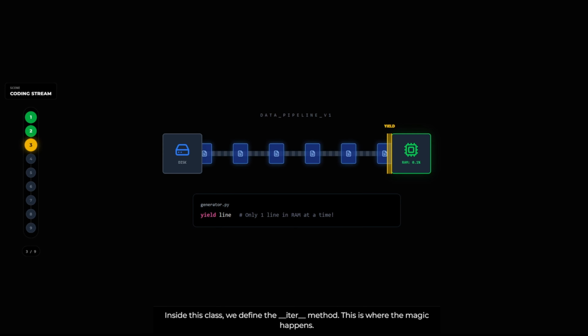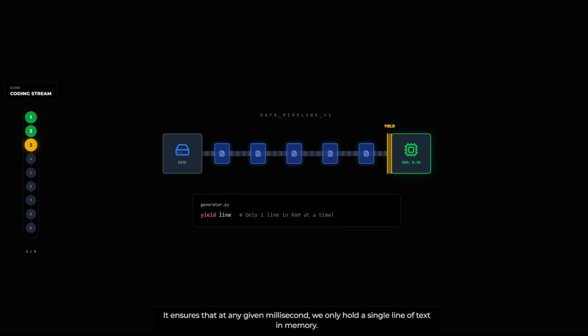We are not loading the file into a list. We are opening the file, and then we are using a loop to read line by line. We use the yield keyword here, yield line. This turns our function into a generator. It ensures that at any given millisecond, we only hold a single line of text in memory. This is how you process infinite data on a tiny laptop.